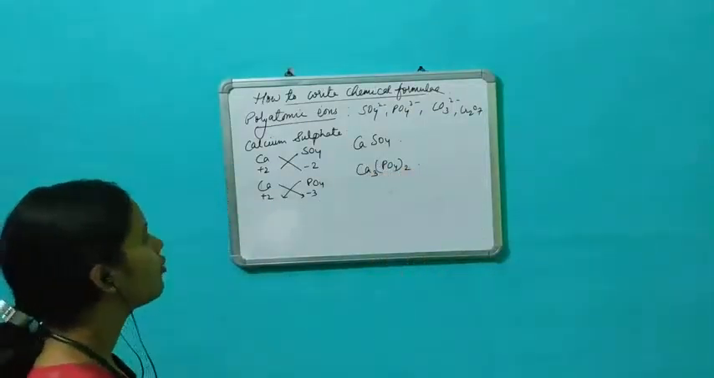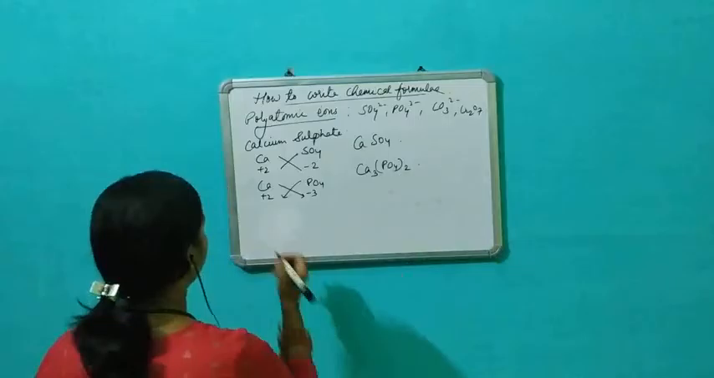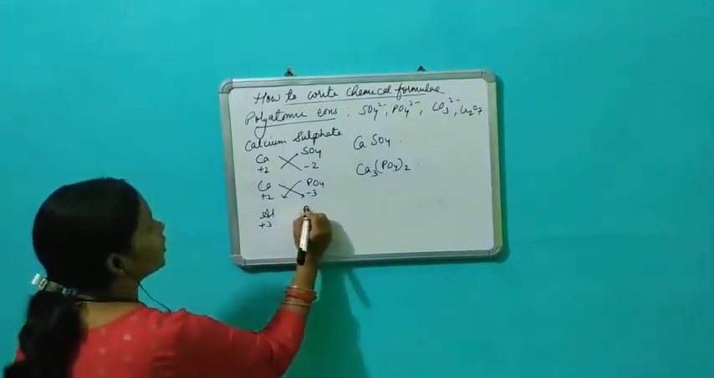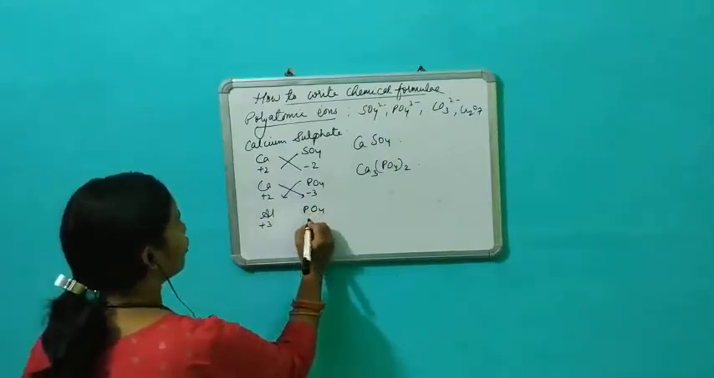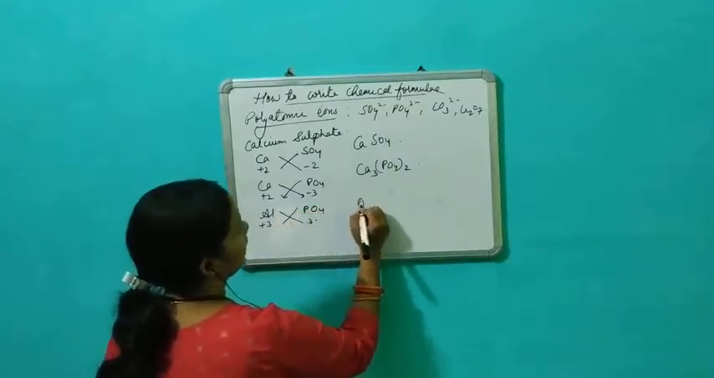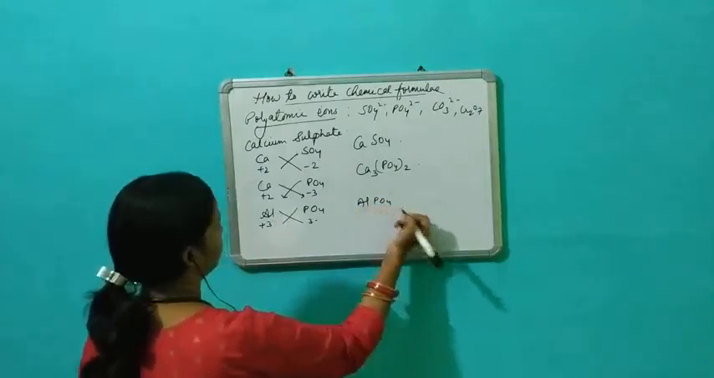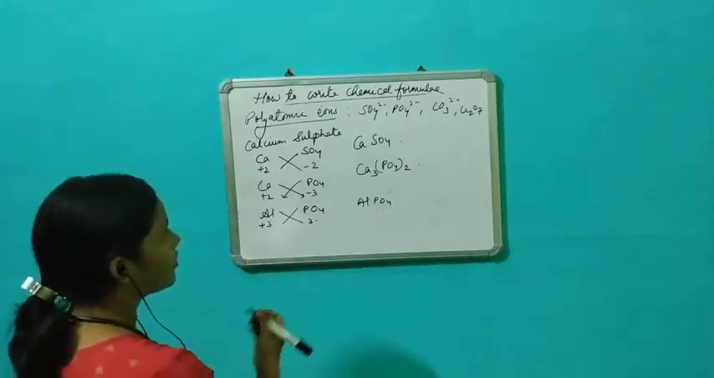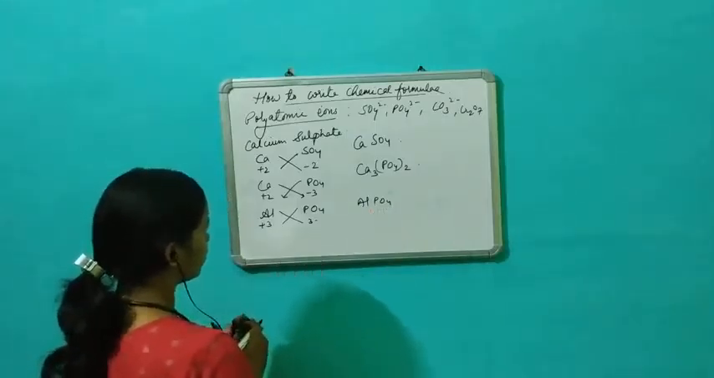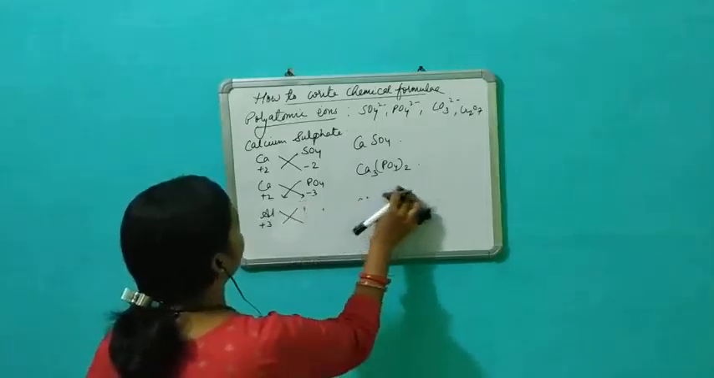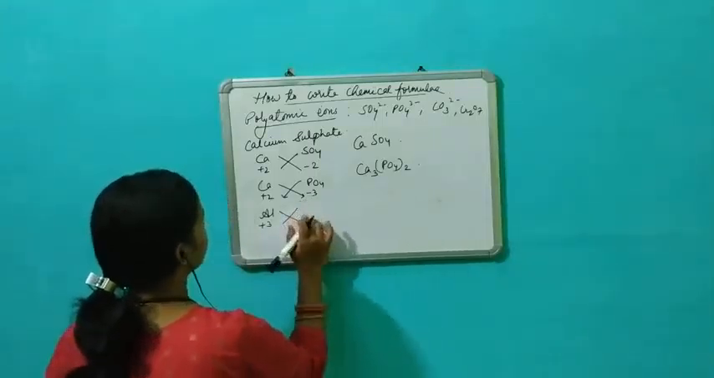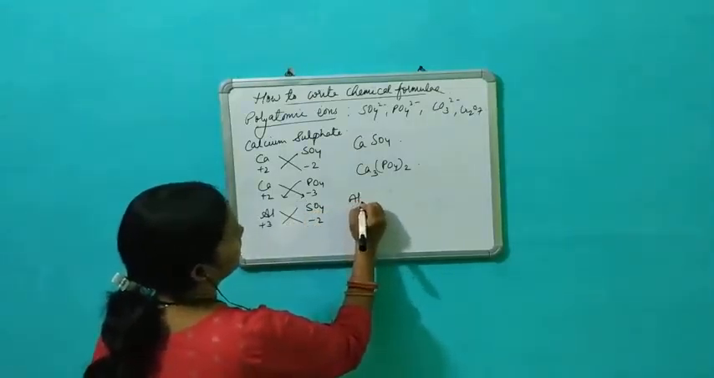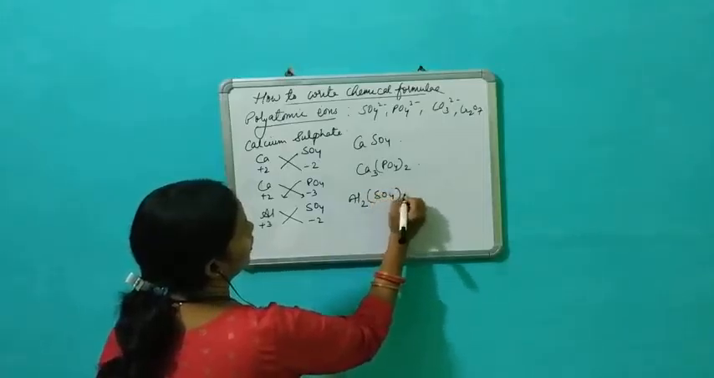This is calcium phosphate. Aluminium phosphate: aluminium is +3 because it can lose 3 electrons. Phosphate is PO4 3 minus. So when you crisscross, we get AlPO4, right? Because the 3s will cancel. Then if I want to write aluminium sulfate, SO4 is -2. So what do we get? We get Al2(SO4)3.